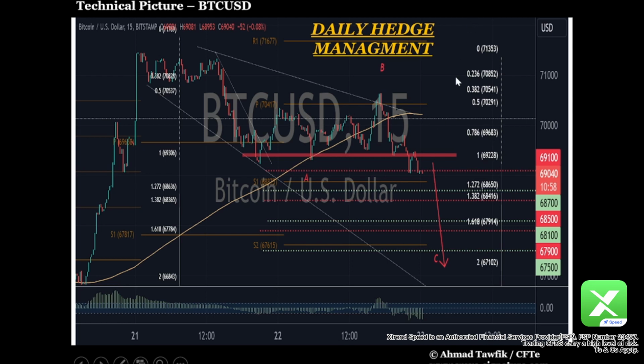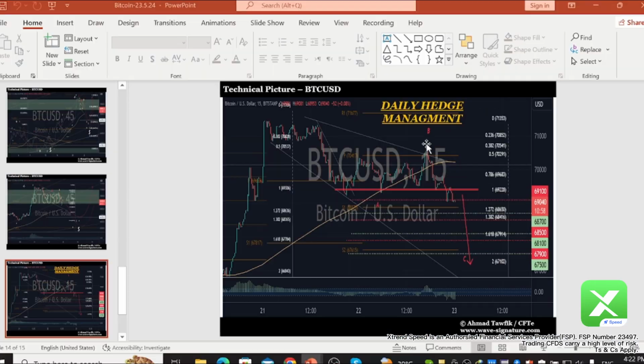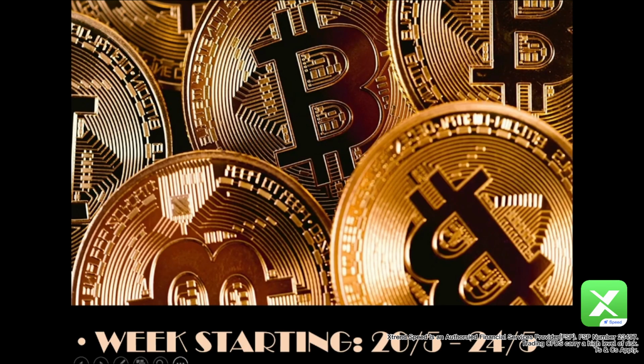We're not going to get a bounce out of the current level all the way to 71,000. Very unlikely. Of course, in markets, anything can happen, but extremely unlikely. And therefore, we focus on the daily hedge management on a day-to-day basis. Always have the sell stops arrayed on our station.